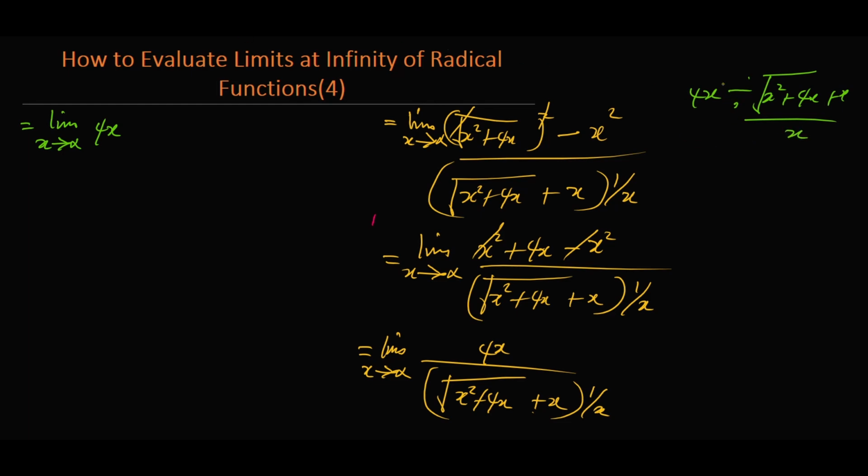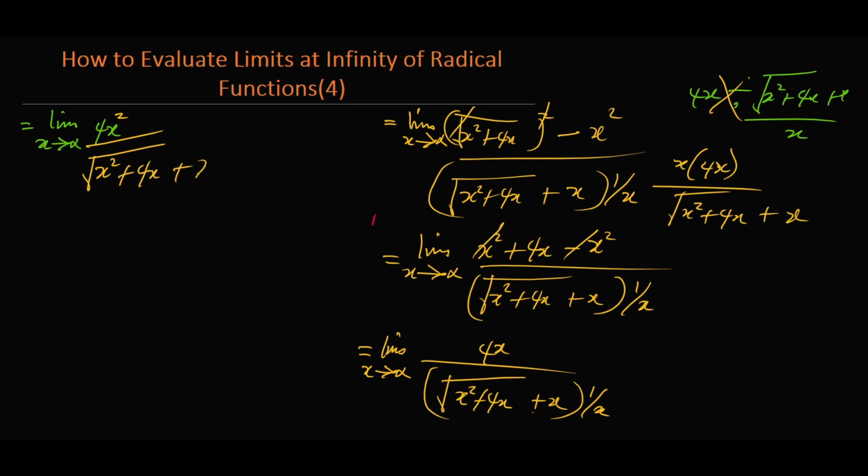Mathematically, we can cross multiply, right? So that we have x multiply 4x all over root x squared plus 4x plus x. And 4x multiply x will give us x squared. So we have 4x squared all over root x squared plus 4x plus x.